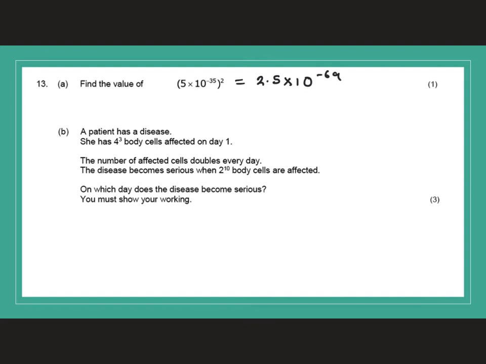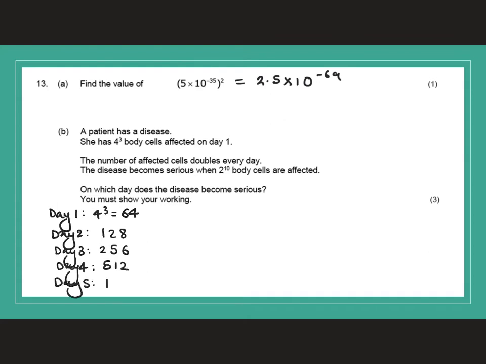Now, different people work this out in so many different ways. Some people said day 1, there were 4 cubed, which is 64 cells affected. So on day 2, we had 128. Day 3, 256. Day 4, doubling again, we've got 512. And day 5, we've got 1024. And of course, 1024 happens to be 2 to the power of 10. So 5 days.